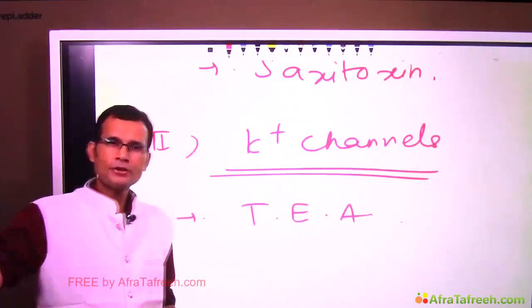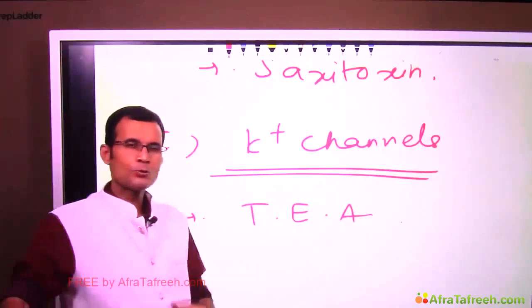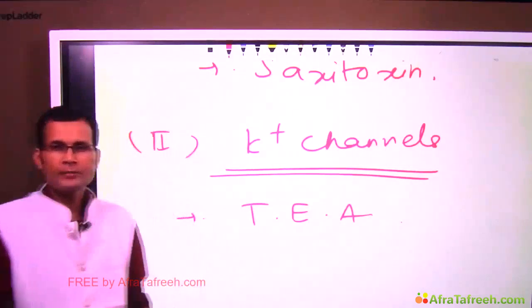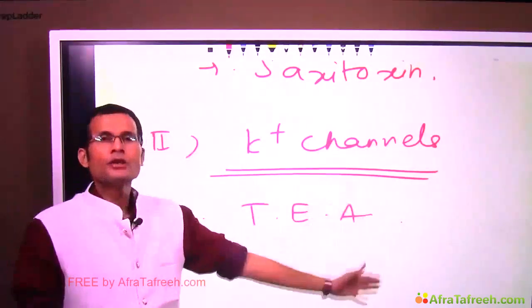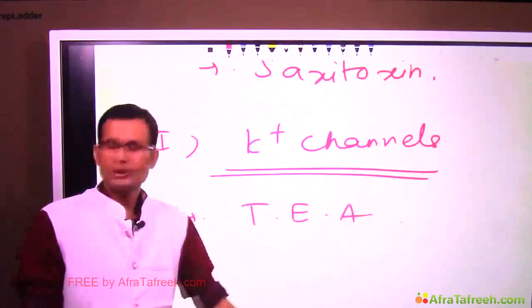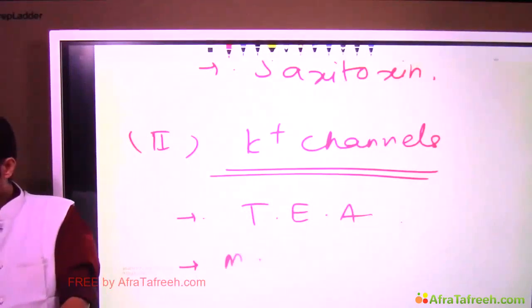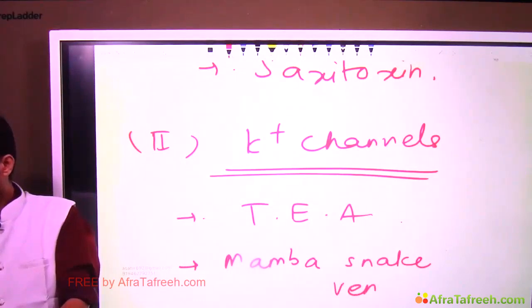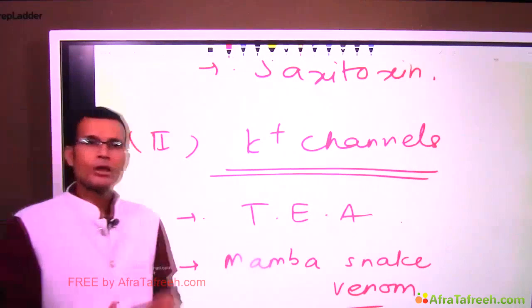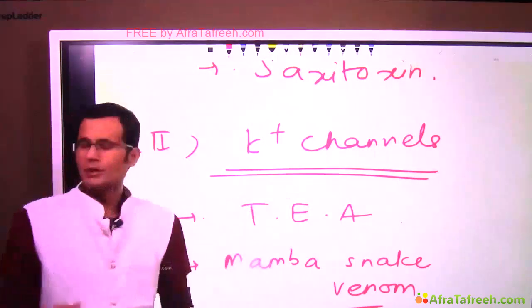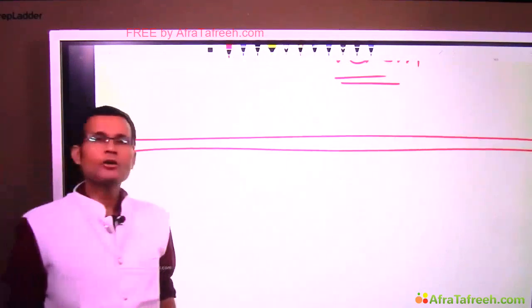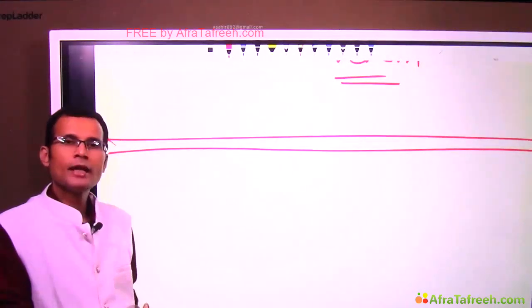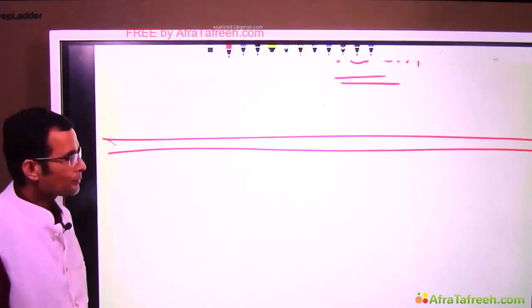Many people consider our tea, tea, coffee, as also poisonous. Forget that. Apart from that, this TEA is tetraethyl ammonium. Then mamba snake venom also contains a component that blocks the potassium channels. That was a summary of the channels and their poisons.